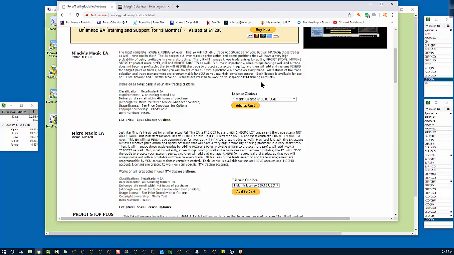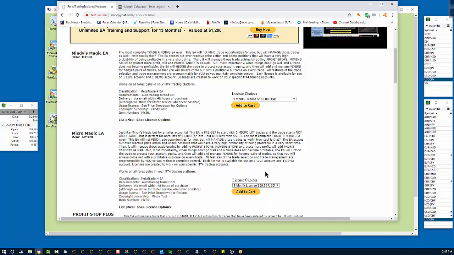Because there's a lot of valid reasons why you might want to run the EA on 2 or 3 demo accounts at the same time, trying different strategies or different time frames or whatever, and that's fine, right?